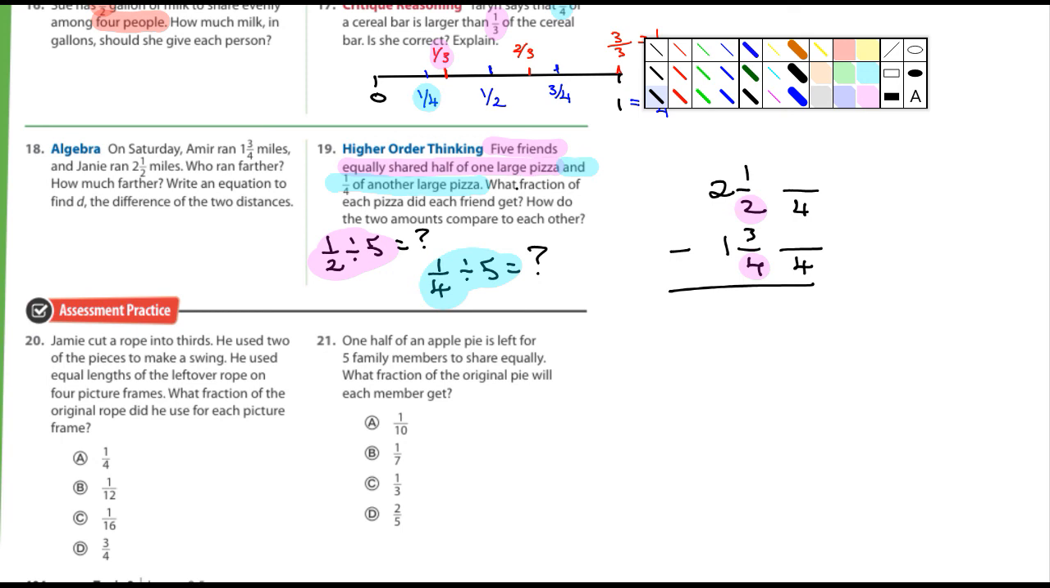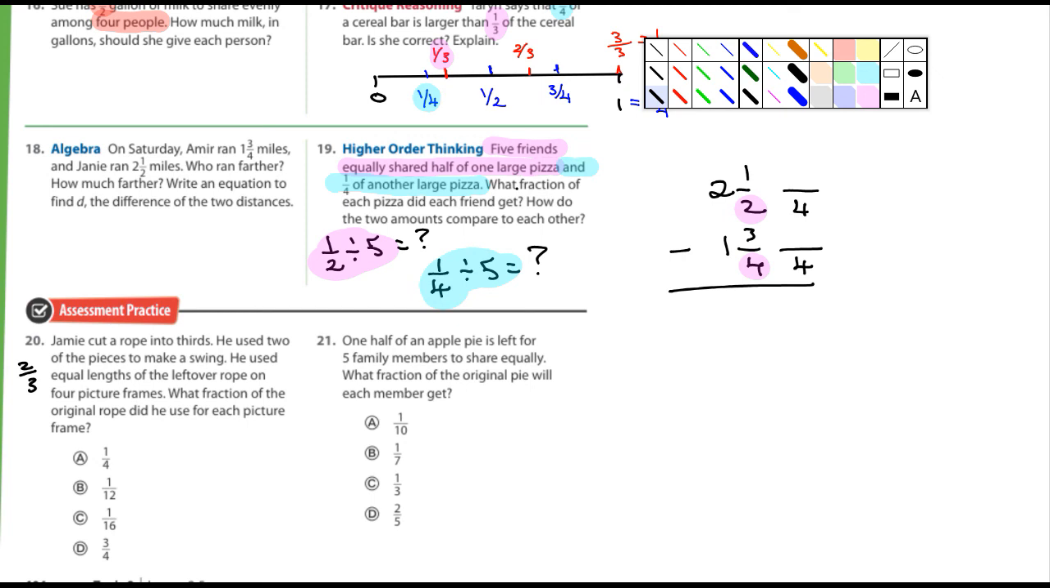Okay. All right. Last but not least, 20 and 21. You guys should be able to do those. Jamie cut a rope into thirds. He uses 2 of the pieces to make a swing. So if somebody cuts something into thirds and they use 2 of the thirds, what would that be? Well, yeah, it'd be 2/3. I'm just trying to help you out here. And he used equal lengths of the leftover rope on 4 picture frames. What fraction of the original rope did he use for each picture frame?